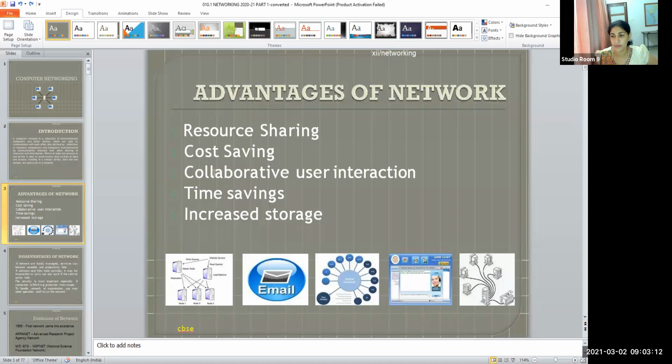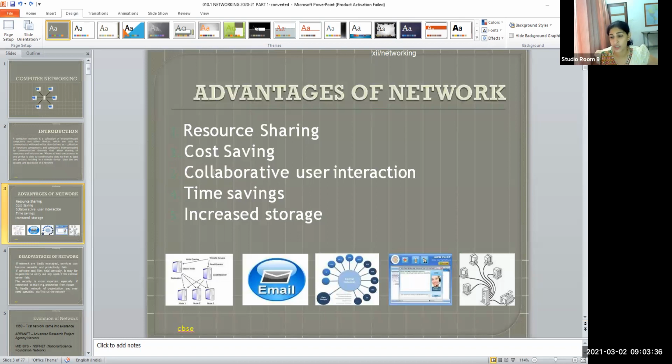Time saving. If there is a networking, then if you want to send one file to another system, you can directly send through the network. Suppose there is no network, what do you need to do? You have to copy it in your flash drive and give it to the next person. That person will insert the USB and copy it. So it saves the time.